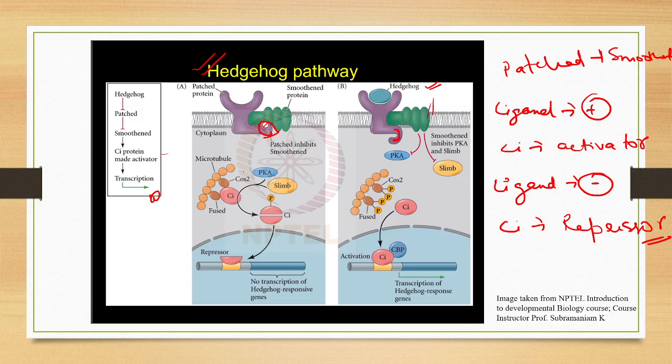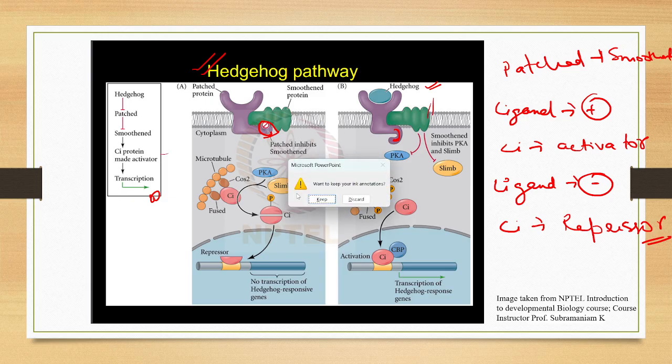When hedgehog is not present, this CI is processed into a repressor form by the action of protein kinase A, COS2 and other proteins. And when hedgehog is present, this smoothened is activated, which prevents the cleavage of the CI. It allows it to enter the nucleus. So protein kinase A cleaves CI. And CI is the important, key transcription factor.